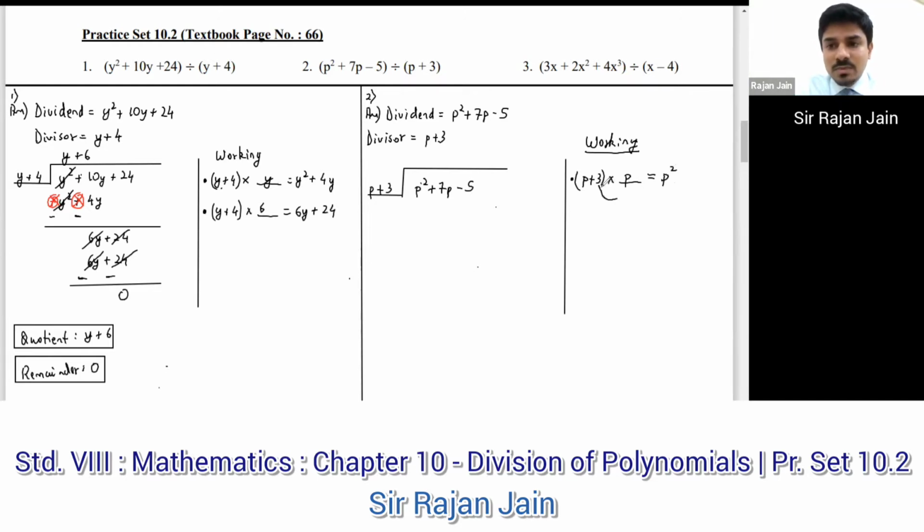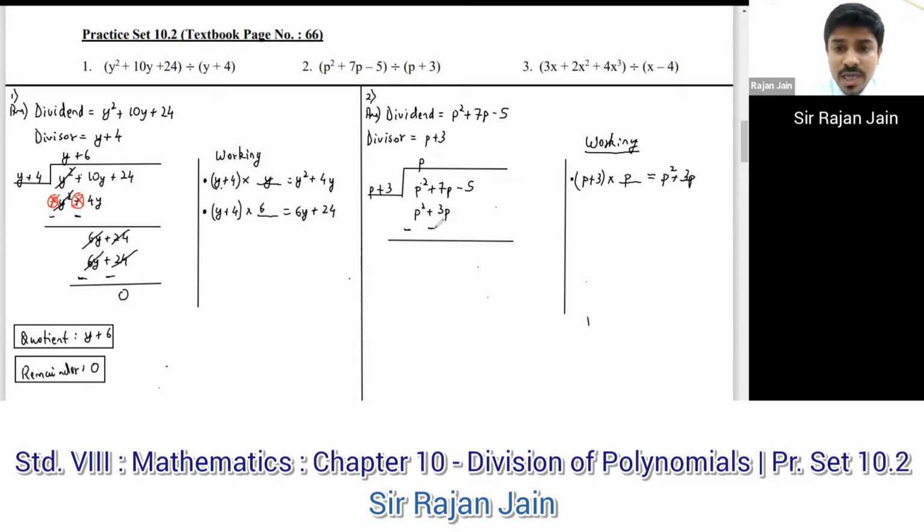But when a binomial gets multiplied, by default, even the second number you have to multiply, and its answer you will write over here. So plus 3 into p will give me plus 3p. Whatever number you have got over here, it becomes a part of your quotient. So that I write as p, and whatever number you get over here, that I write below the dividend. Okay, so that becomes p square plus 3p. Now I leave a line for sign change. Okay, so this plus becomes minus, this plus becomes minus.